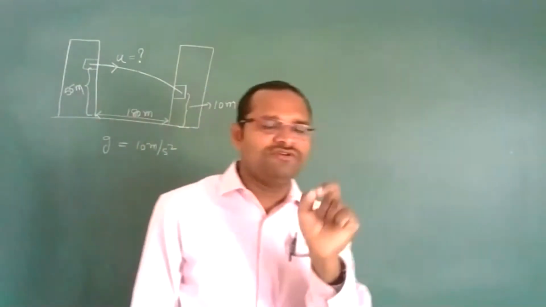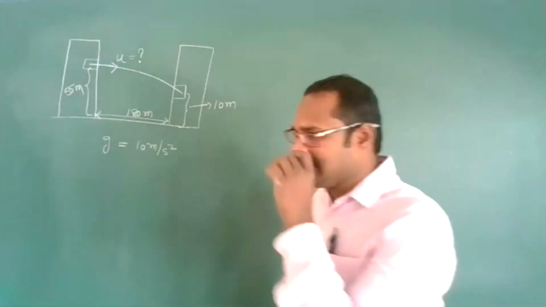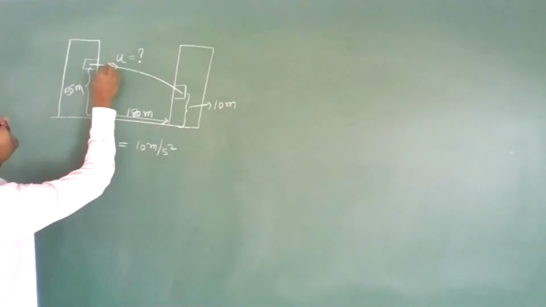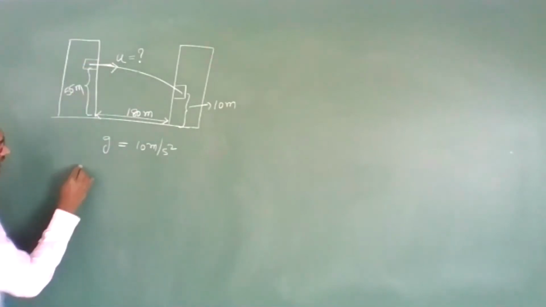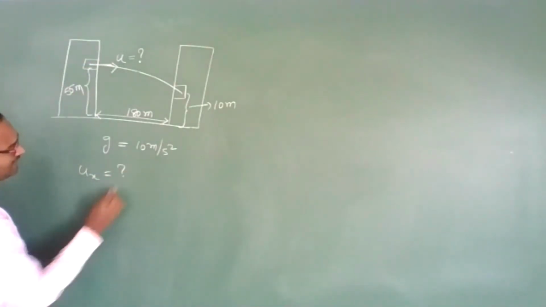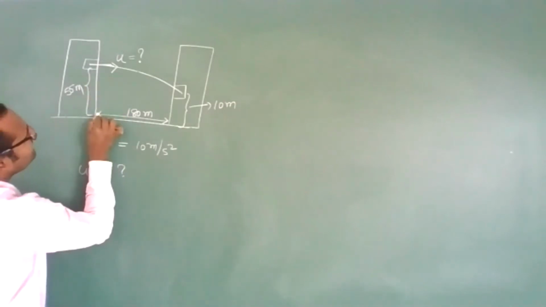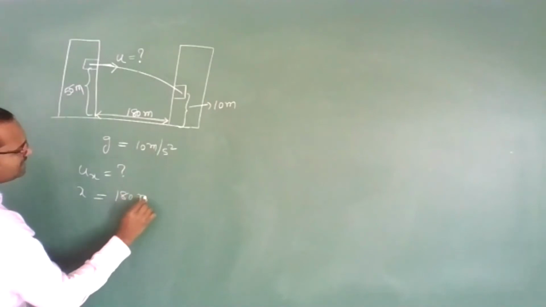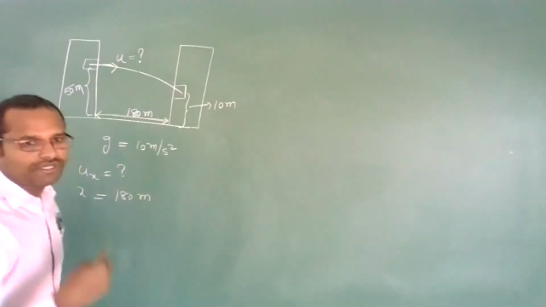First and foremost, if you want to find this velocity, because it is projected horizontally, we need to find the horizontal velocity. But horizontally, how much distance does it have to travel? Horizontally it has to travel 180 meters. Yes or no? Yes.